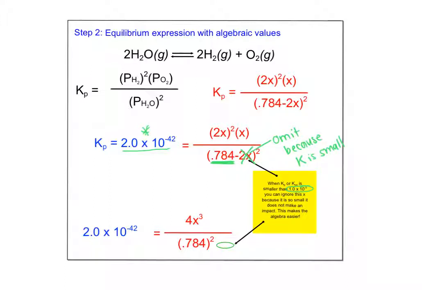All right, so I rewrote it now without that minus 2x. Notice I didn't omit all of the x's. I just omitted the subtracted x, and I simplified the top. So I get 2.0 times 10 to the negative 42nd equals (2x) squared times x, which gives me 4x to the third. And then I got rid of that minus 2x, so it's just 0.784 squared on the bottom.